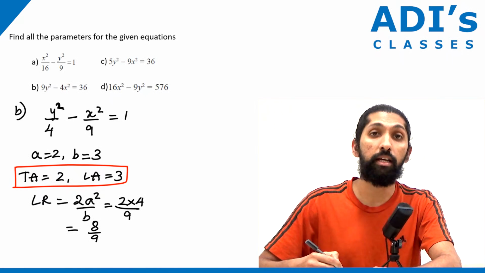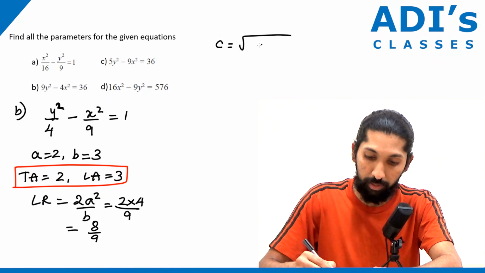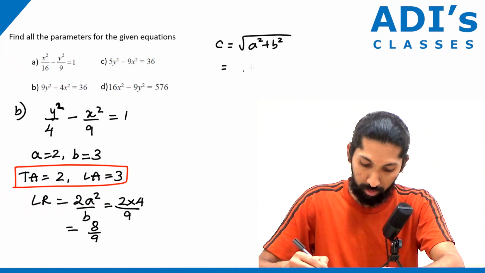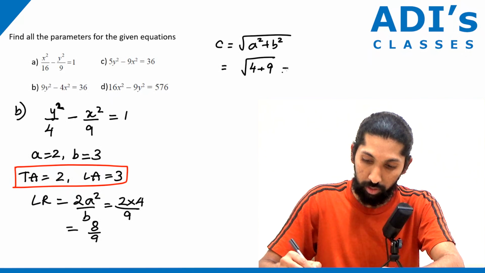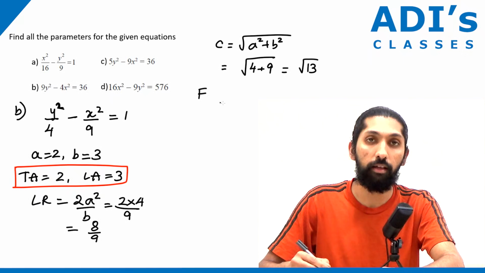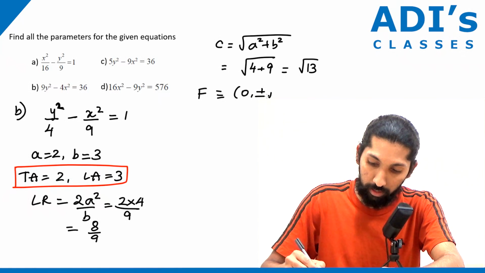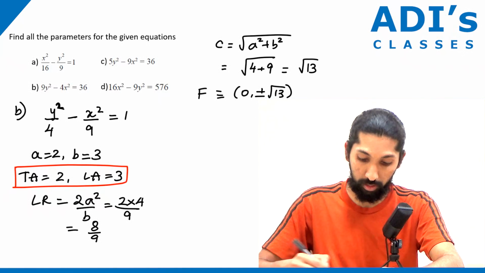Okay, then we'll calculate the value of c. Now c is going to be the same, root of a square plus b square. There is no change in that. So c value is going to be root of 4 plus 9, which is root 13. That means the foci is going to be 0 comma plus or minus root 13. Clear? This is the focus.